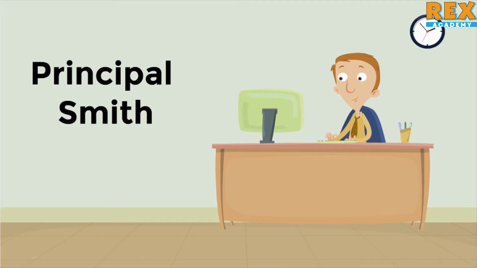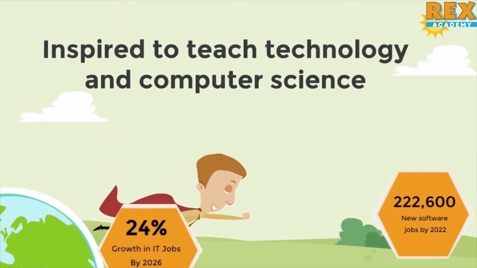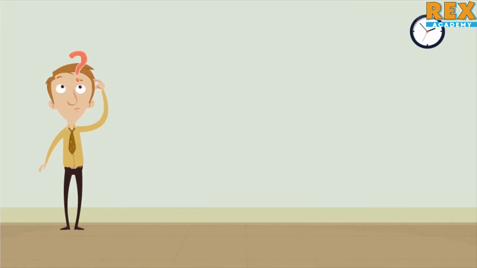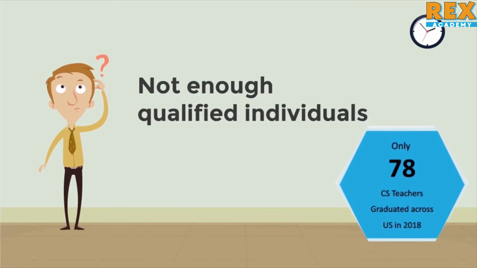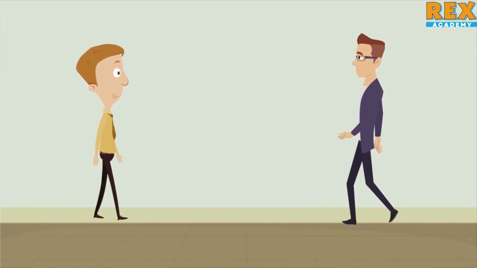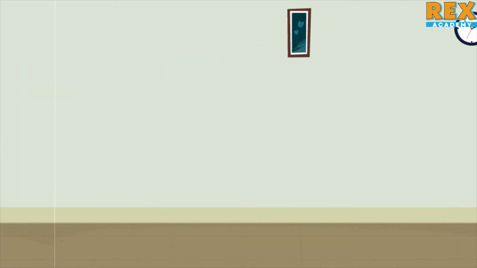This is Principal Smith. He realizes the importance of technology and wants to bring world-class curriculum to his school. However, Principal Smith does not have enough qualified teachers to teach computer science. So he asks one of his math teachers, Mr. Jenkins, to teach technology and computer science.